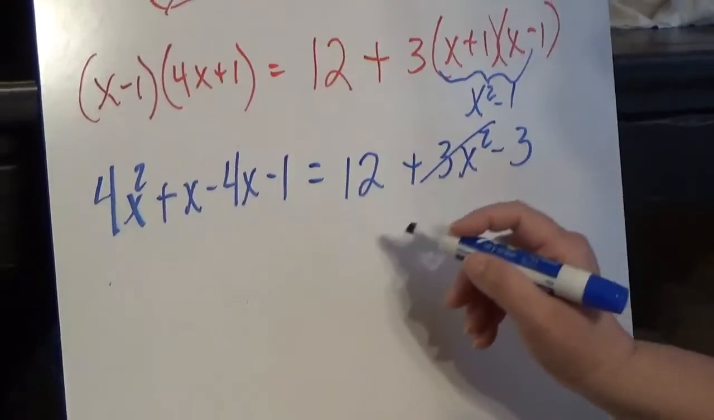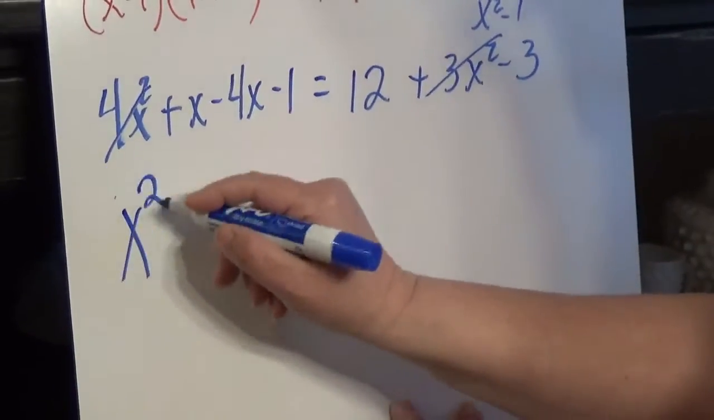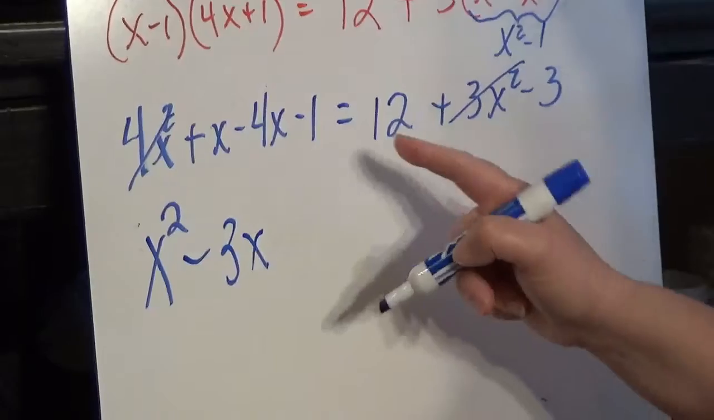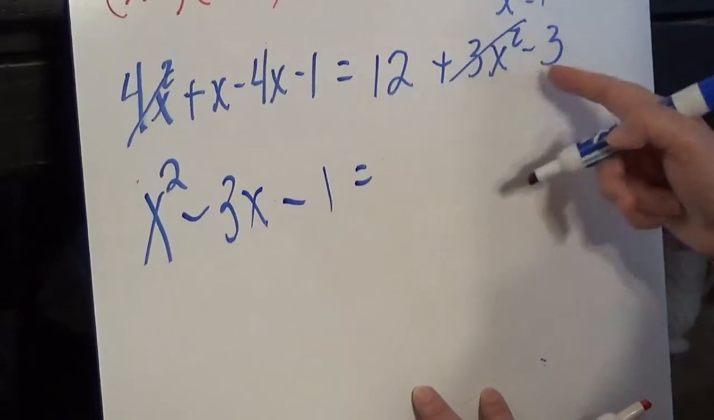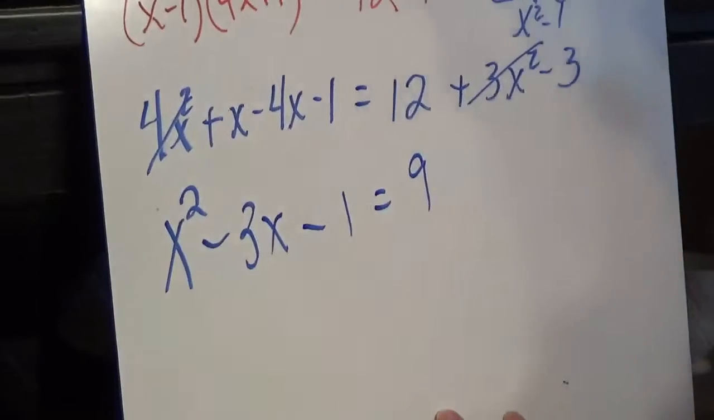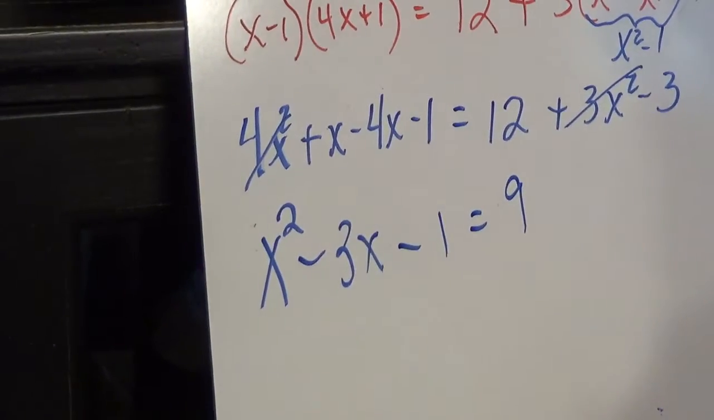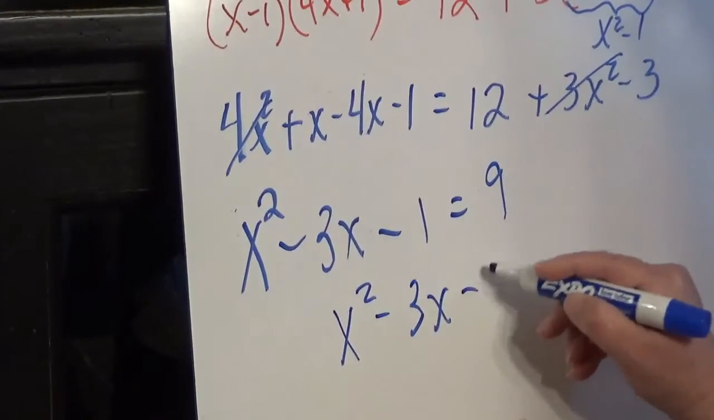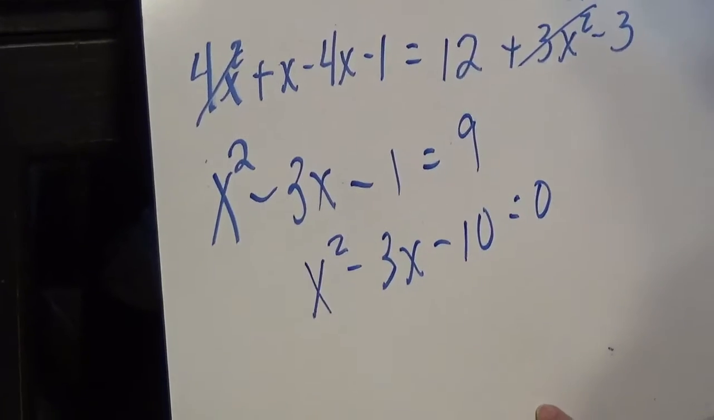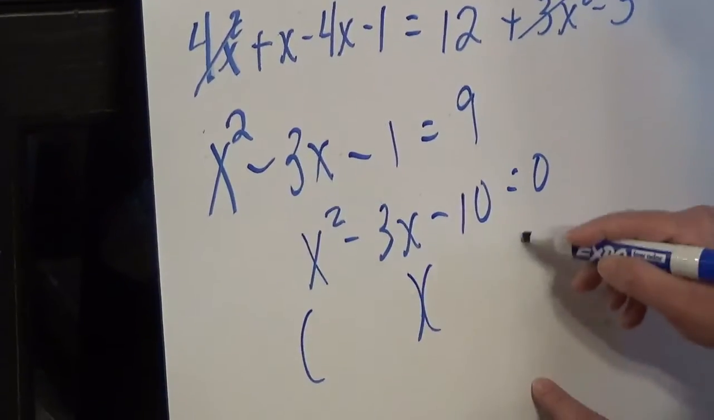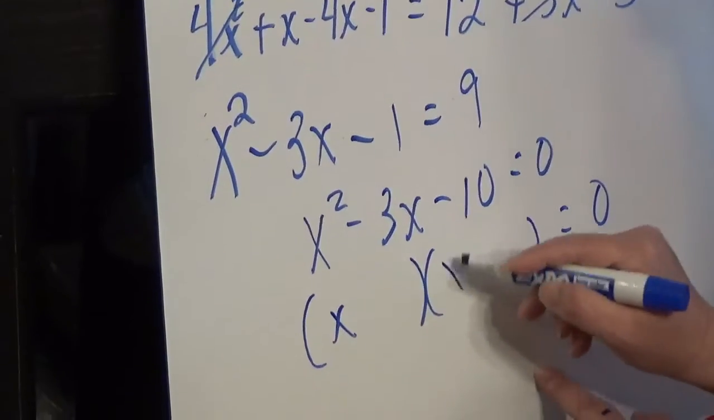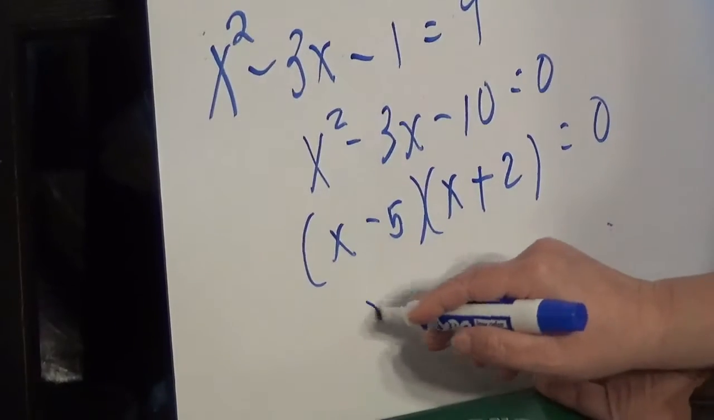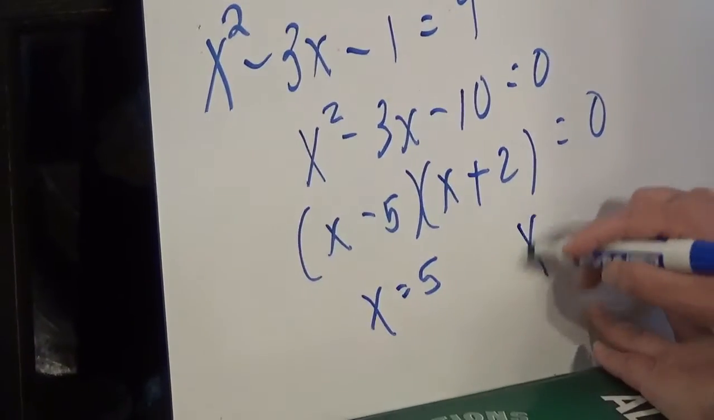So then I'm going to subtract the 3x squared from both sides. So I'm left with x squared on this side. And then minus 3x minus 1 equals 9. And since I have x squared, I know that I'm going to have to factor or use the quadratic formula in order to solve this one. So I'm going to subtract 9 from both sides. And then I'll have to factor to solve. So this goes to minus 5 and plus 2. So that means that x could be 5 or x could be negative 2.